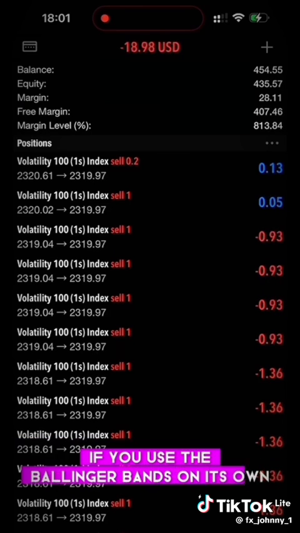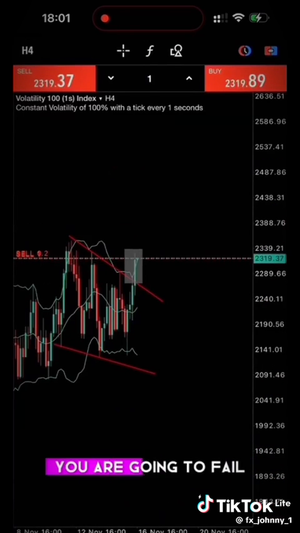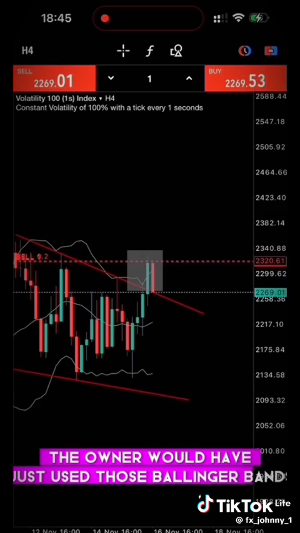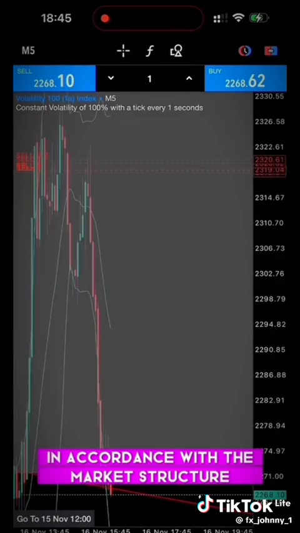If you use the Bollinger Bands on their own without the trend line, trust me, you are going to fail. You are going to fail, because if it was that accurate, then the owner would have just used those Bollinger Bands. So you need to use them in accordance with the market structure for them to work.